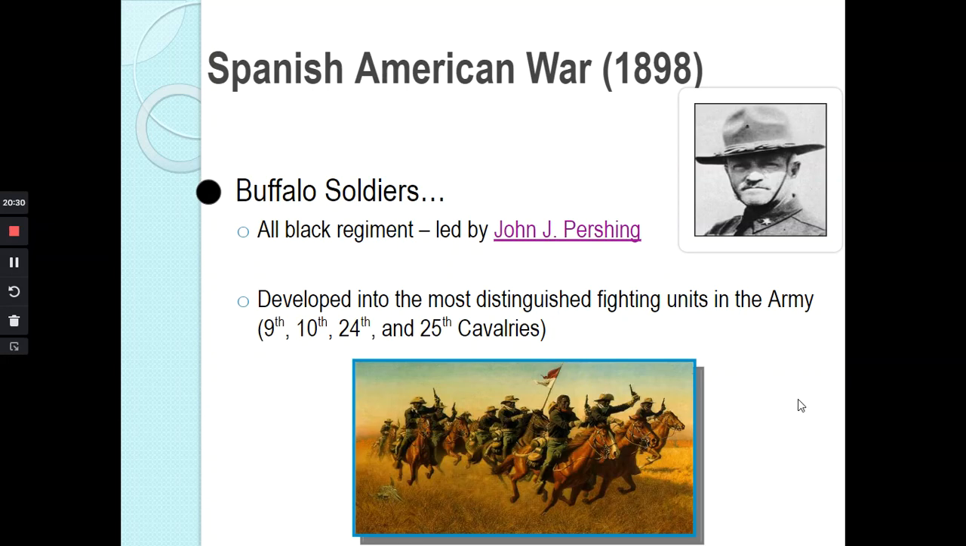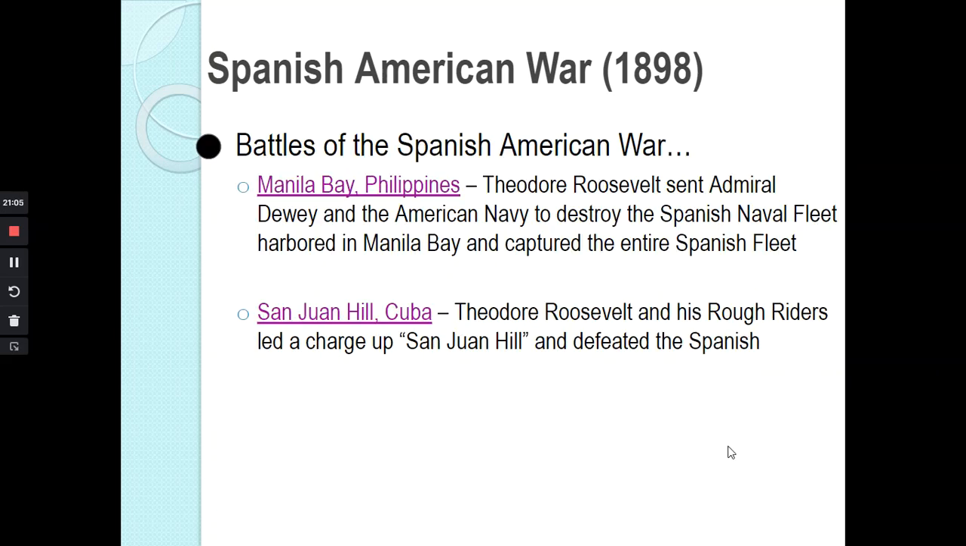Again, the Buffalo Soldiers were a black regiment led by Pershing. Pershing's going to be very important. Almost 20 years later, actually 19 to 20 years later, in World War I, he's going to be the main general for the United States. And of course, in World War II, Pershing would have a tank named after him in his honor, the Pershing tank. And Pershing and these Buffalo Soldiers, as you can see down here, are the ones who go in and save Roosevelt.